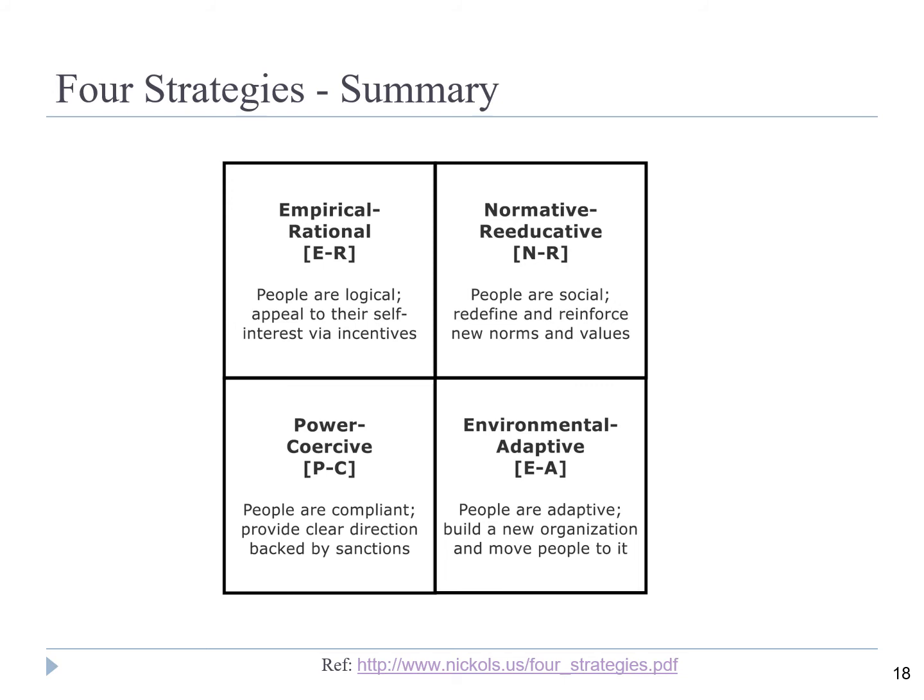The power coercive approach would be that you focus on the fact that people are compliant when they are given clear direction, and when the consequences or the sanctions, if they don't comply with the direction, are clearly laid out, people move in that direction quickly. Some people may not, and then the sanctions are applied to those who don't. This is especially effective when there is a dire situation and you need to move fast.